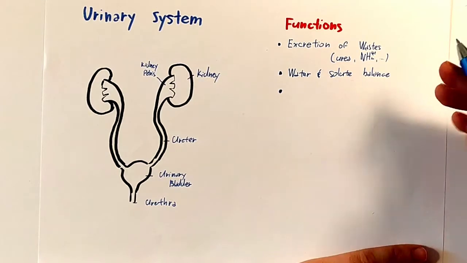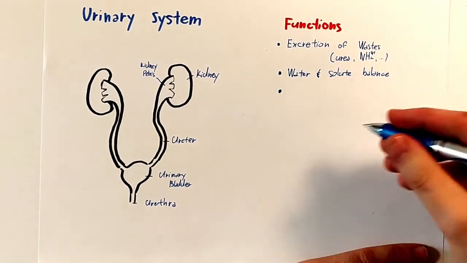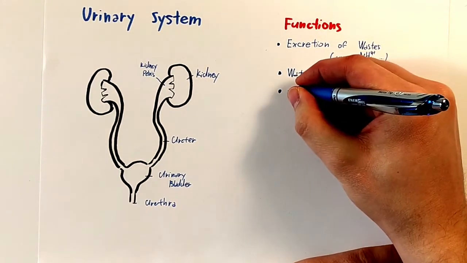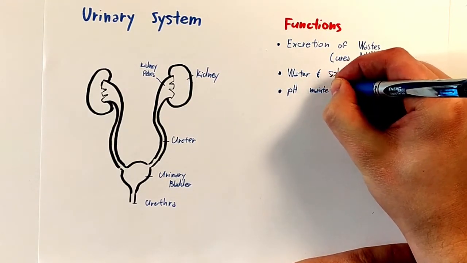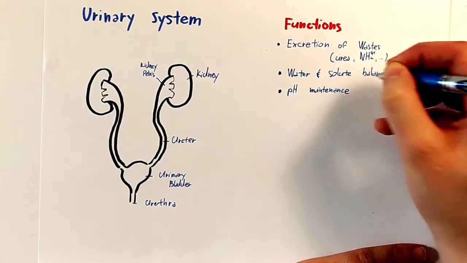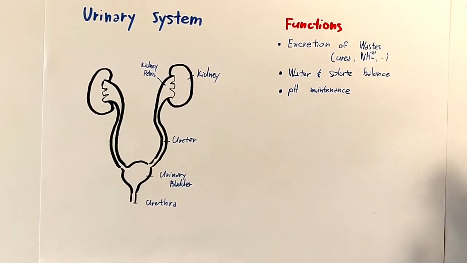Actually, you could hide it underneath solute balance, but I'm going to say it separately. The next one would be pH balance or pH maintenance. In your urine, kidneys are able to excrete H plus ions, and depending on how much they excrete or how much they keep in the body, that will change the total amount of protons in your body and then the total pH of your bodily fluids.